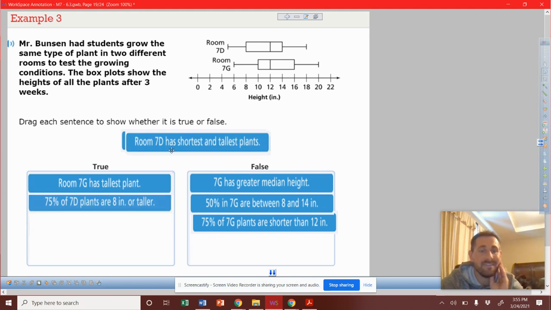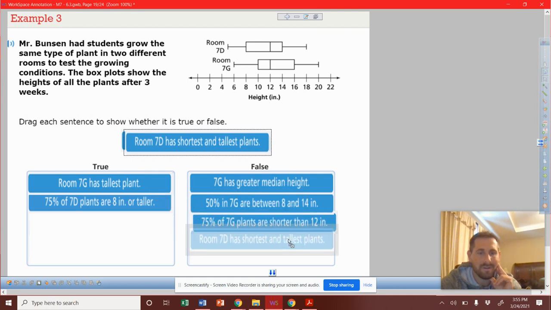Room 7D has the shortest and tallest plants. So let's look at 7D. We have the shortest plant in 7D at 5, but the tallest plant we already talked about in another question, that belongs to the 7G group. So that one is false.